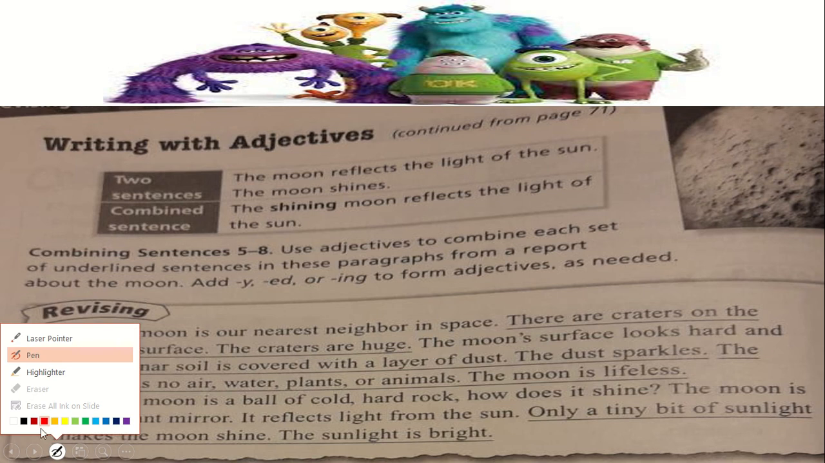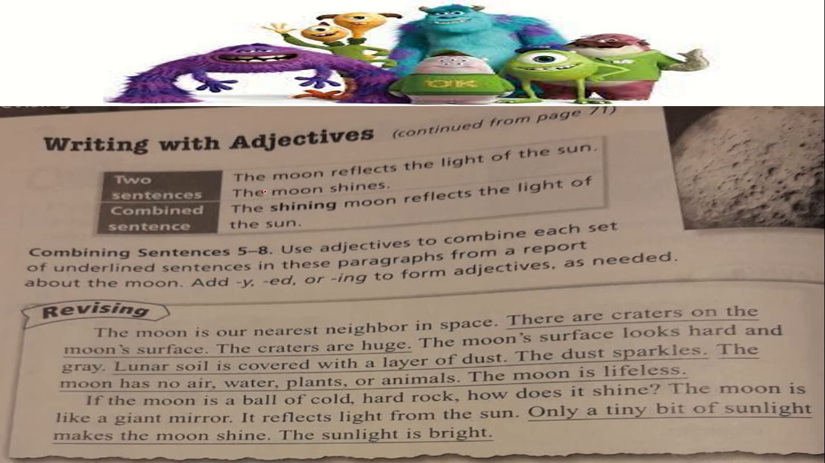Okay, we have here the word moon. The moon reflects the light. And it says the moon shines. So the word shines is the word that describes the moon. So we will write the first sentence adding the word shine, but we will change shines to shining. The shining moon reflects the light. We will add the ing to turn the word shines to the adjective form. And the word being described is moon. So shining will be before moon. See? You see that?